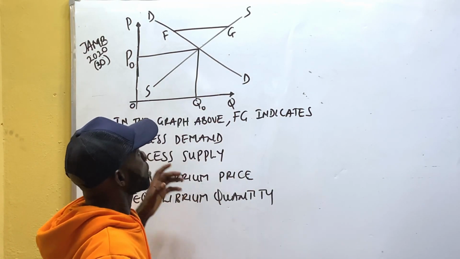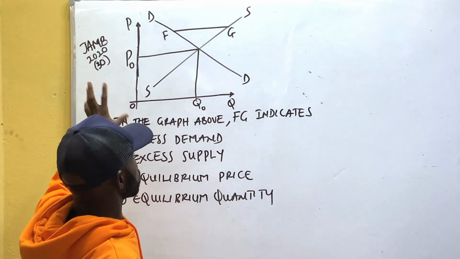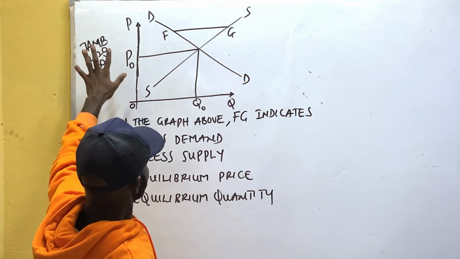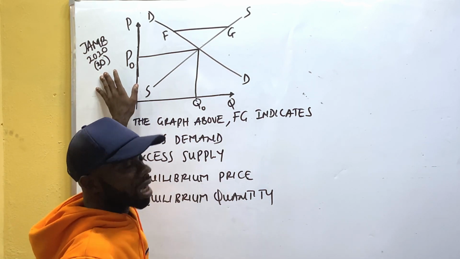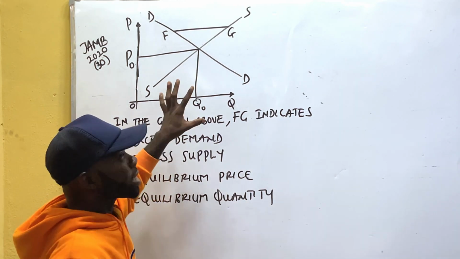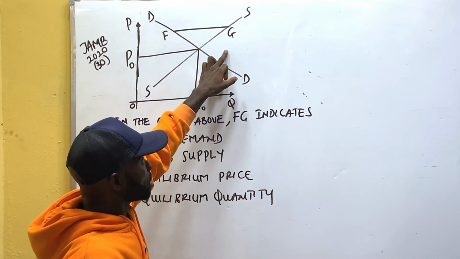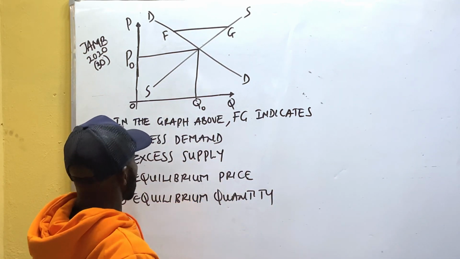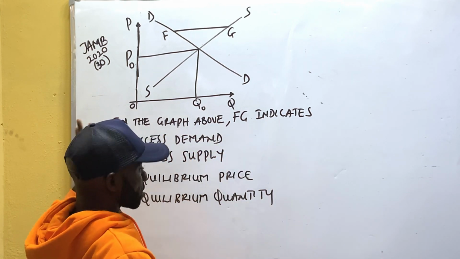So this time we're taking another question, looking related or close to the one we had at number 23, but this time same year, same UTME, JAMB, and we have question 30. Question 30 is also a question from price legislation. And then we have FG. The examiner said, what does it indicate? The question says, in the graph above, FG indicates what?